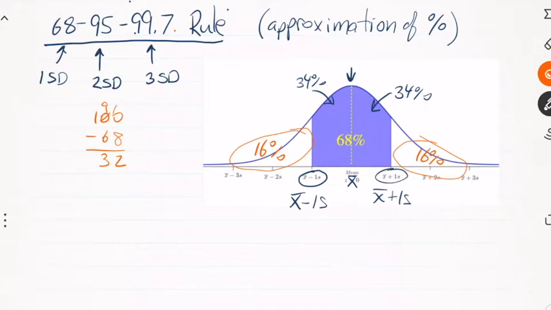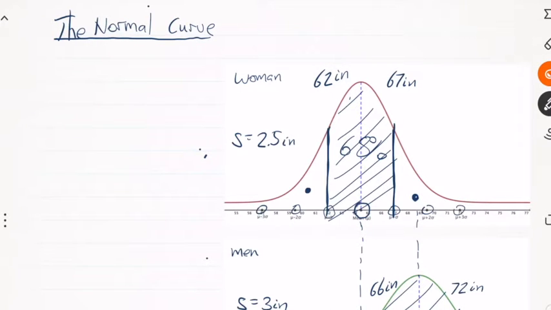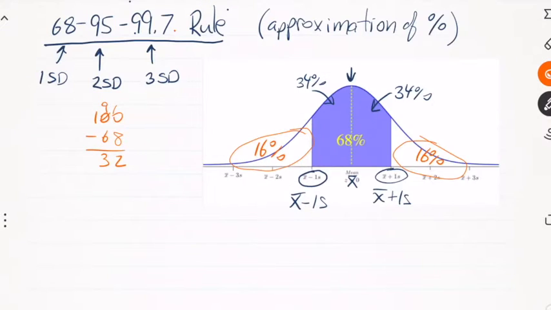So just knowing that the middle 68% is one standard deviation away from the mean gives us a lot of other things that we can look at. What is the probability that you are greater than one standard deviation above the mean? That would be a 16% chance. 16% of the population of women is taller than 67 inches. And the same thing goes for the bottom 16.